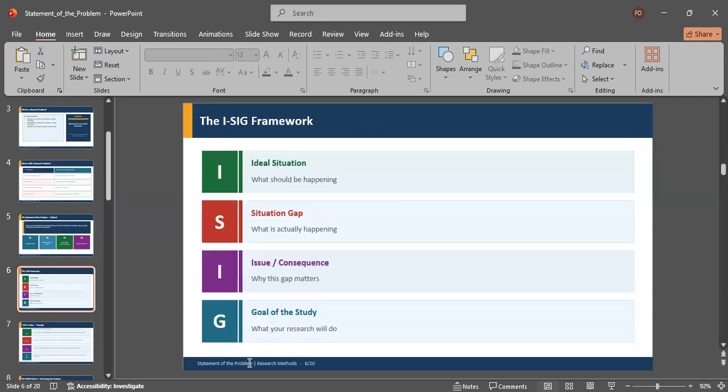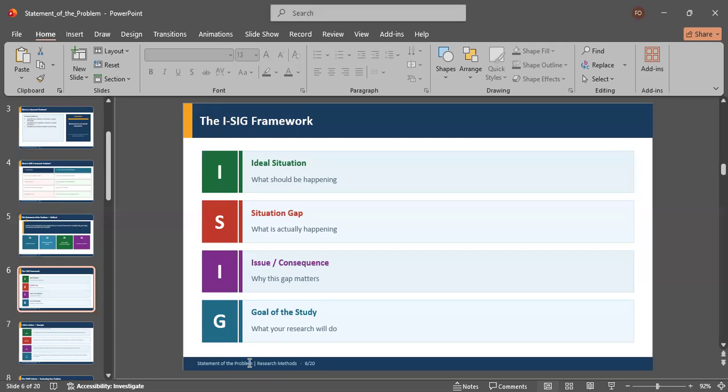Now let's proceed. Now I'll give us a framework for writing a standard, well-structured, well-written statement of the problem. This is a framework that works, and I call it the ISIG framework. The I stands for ideal situation. What does it mean? What should be happening? The S stands for situation gap. What is actually happening? The second I stands for issue or consequence. Why this gap matters. And the last one, goal of research, what your research will do. This is how your statement of the problem should follow.